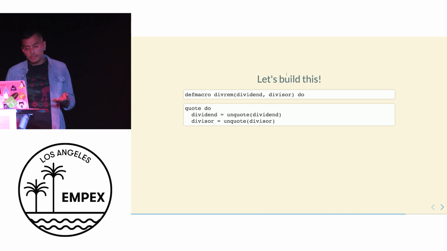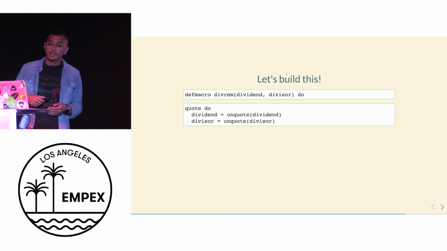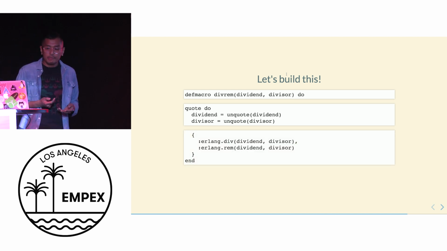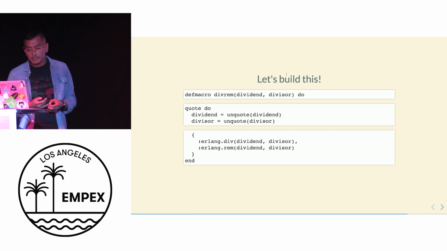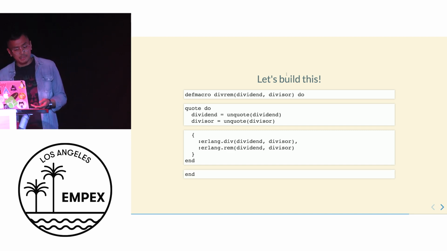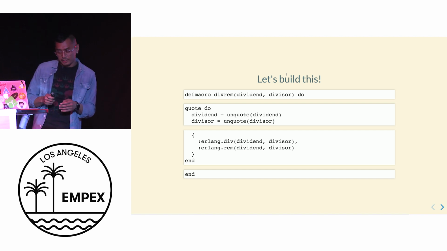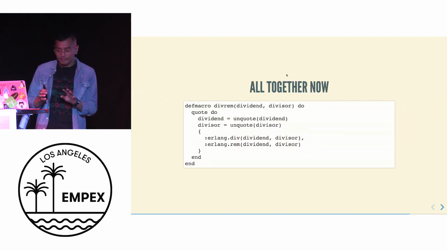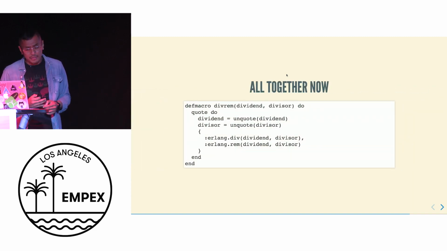And we're going to do a quote do, and then we're going to unquote the dividend and divisor so we could use those variables. And let's say we just want to return a tuple. We'll just wrap our code and call Erlang's div and Erlang's rem with the same exact function signature as we would expect. And that's pretty much it. Sorry about the tabs here. They didn't align quite correctly, but here it is all together, more aligned. That's all we want to have done. So we've built our first macro.